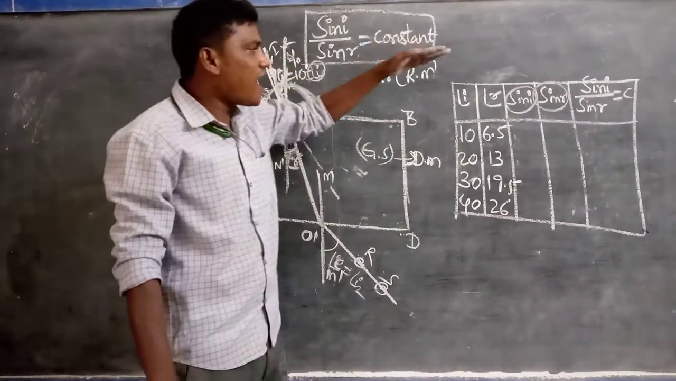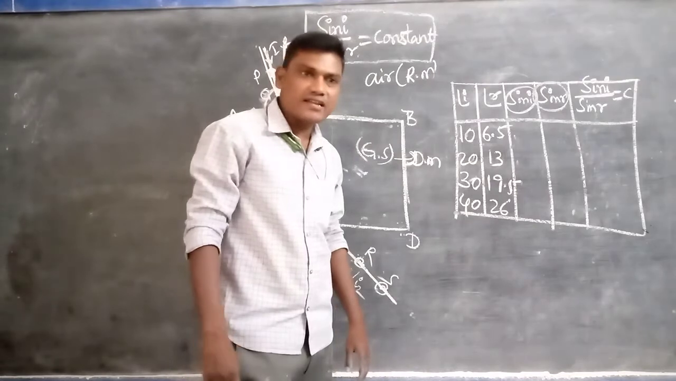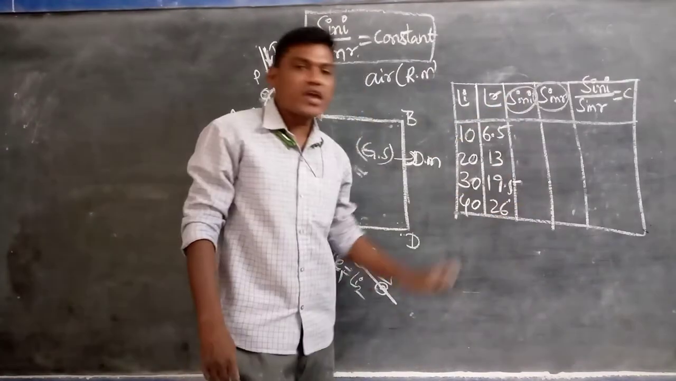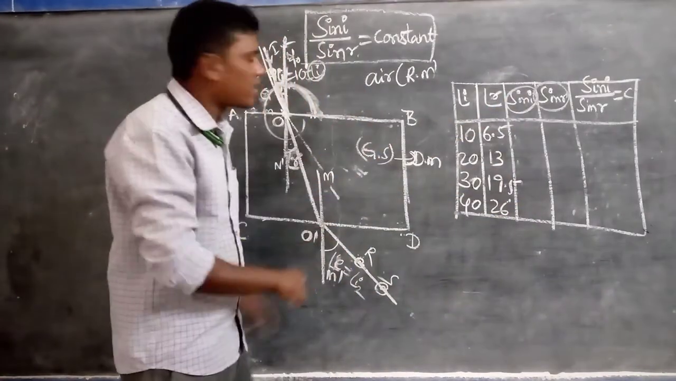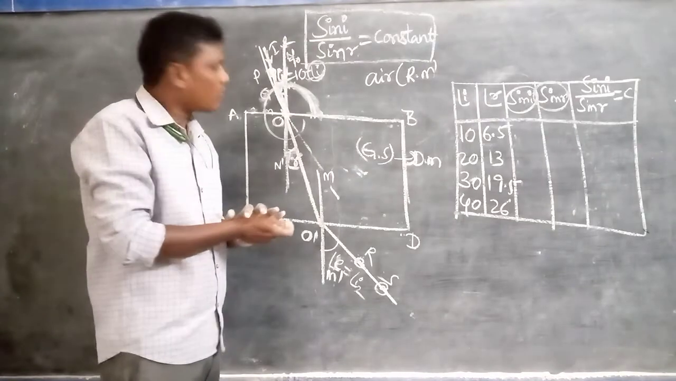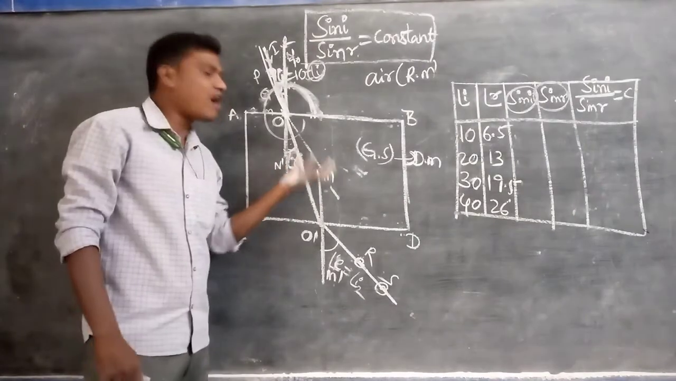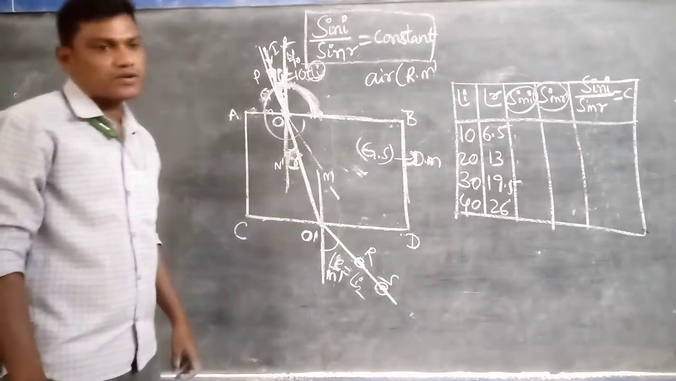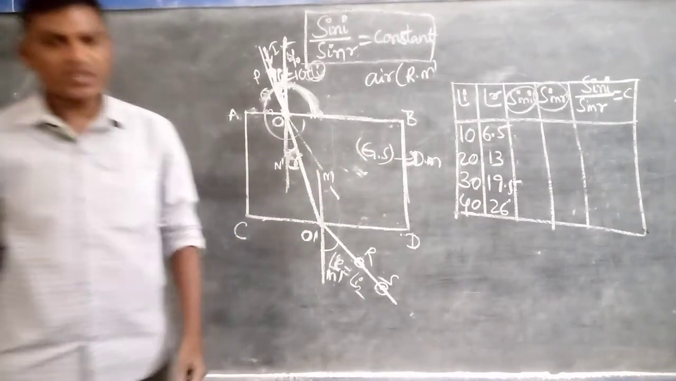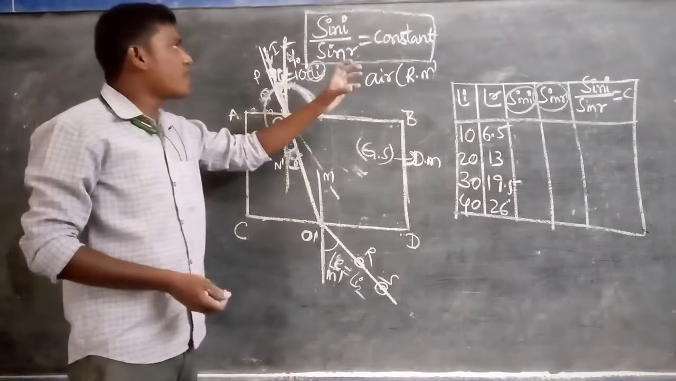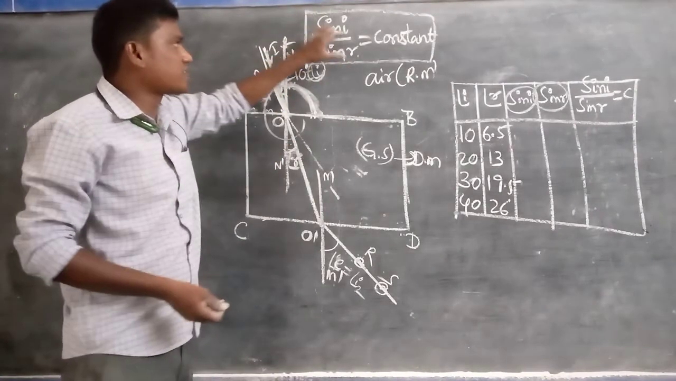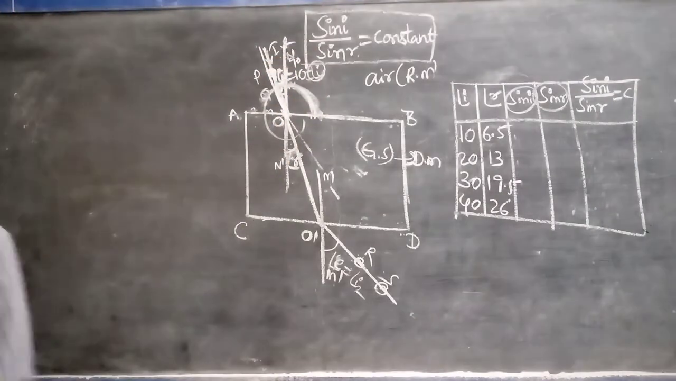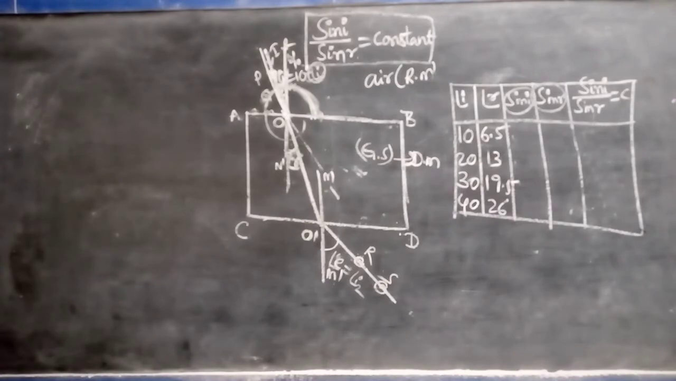That's why sin i upon sin r is constant. That constant average value we observe is equal to the refractive index of the glass slab. This is the method. With the help of the rectangular glass slab, we can prove Snell's law of refraction, that is sin i upon sin r is always equal to a constant, and that is equal to the refractive index of the second medium.